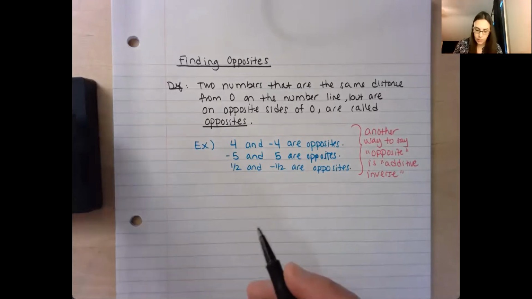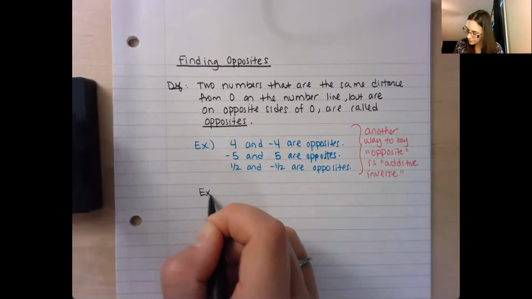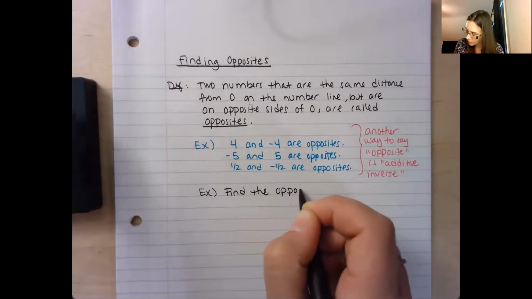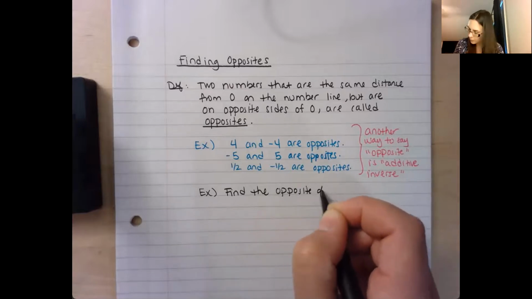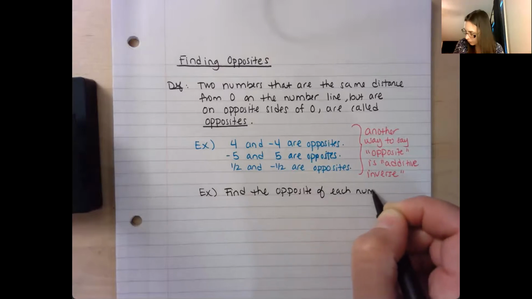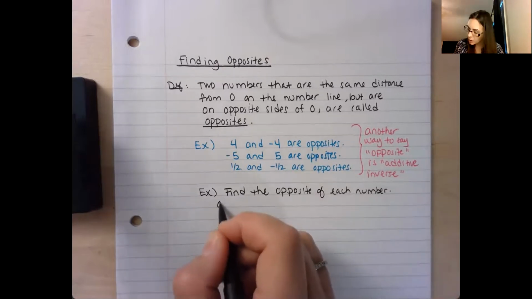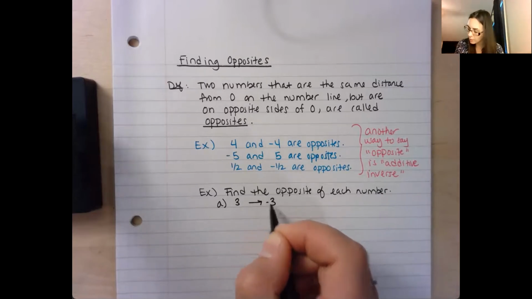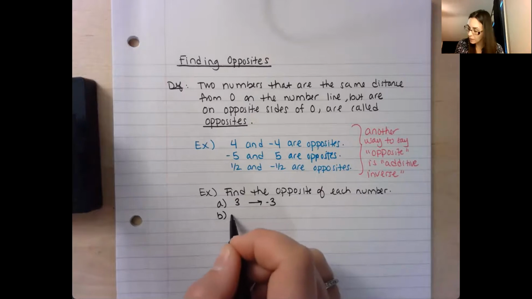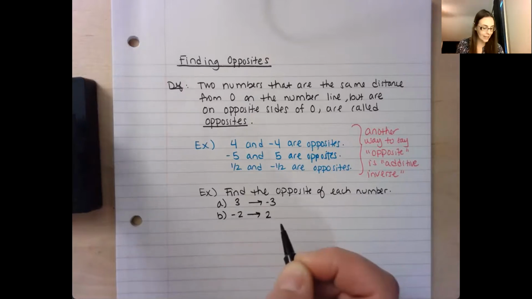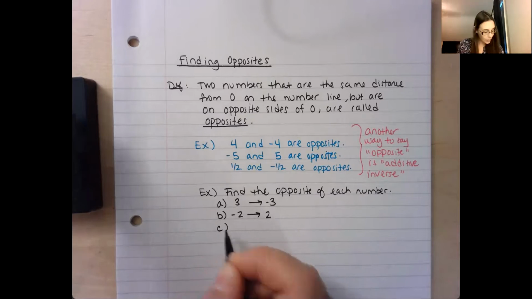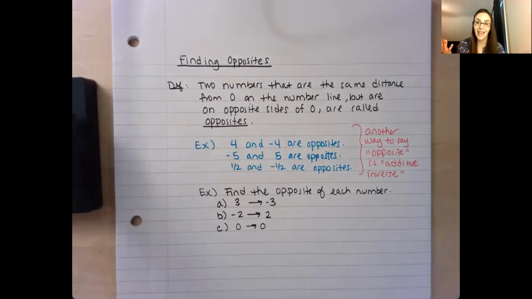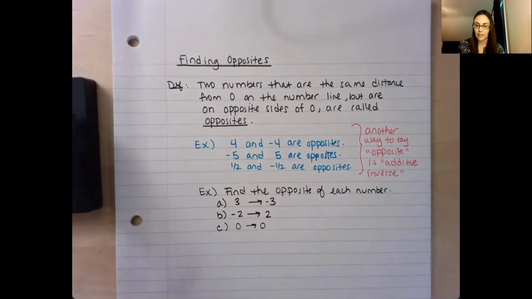Okay, so let's do another example. Find the opposite of each number. Let's say I give you the number 3. The opposite would just be -3. If I gave you -2, the opposite would be +2. If I gave you 0, the opposite of 0 is actually just 0, because there's no sign there. It doesn't switch signs, so you could leave it as 0.